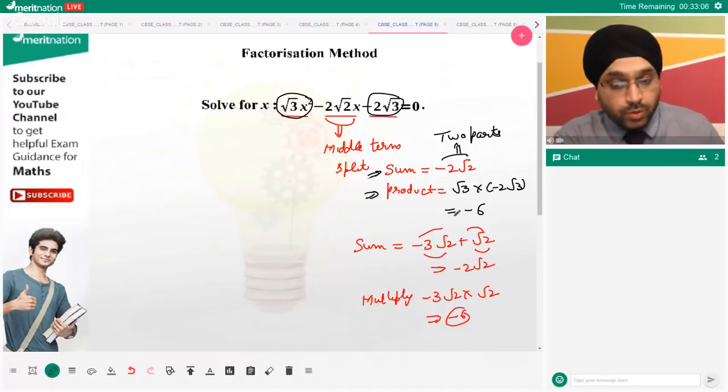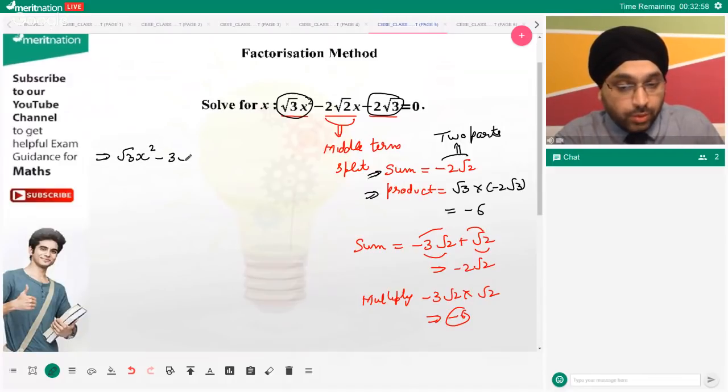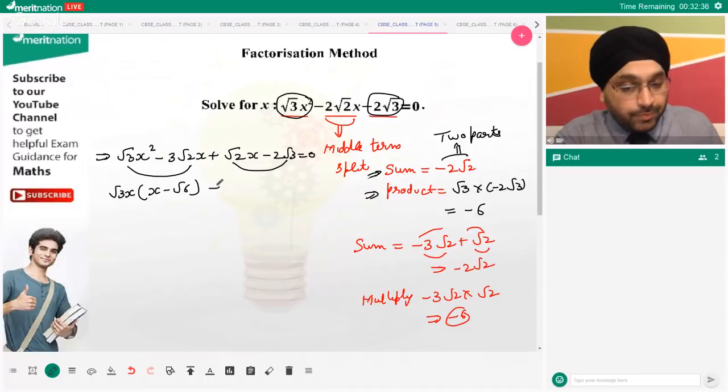So further we can write this quadratic equation as root 3 x square minus 3 root 2 x plus root 2 x minus 2 root 3 equals 0. Now, once we are done with this, we just need to make groups, or we can say grouping. Then we can take root 3 x common out from the first group. It will come out to be x minus root 6. Then further we can take root 2 common out from the second group. So it will come out to be x minus root 6 equals 0.